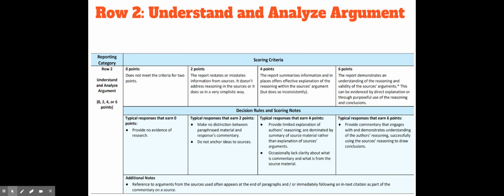All right, so row 2 of the AP Seminar rubric is all about analyzing arguments. And notice this is not your argument. This is you analyzing the arguments of your sources. So I'm actually not going to go over the rubric too much because, again, I only have 5 minutes, but you can definitely check it out.